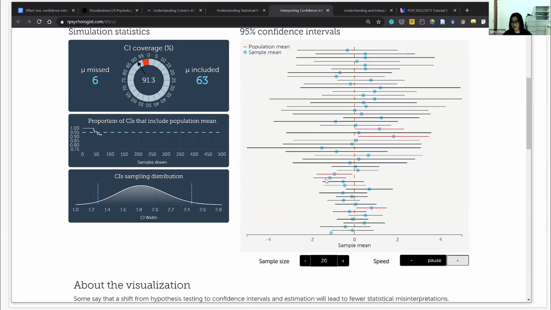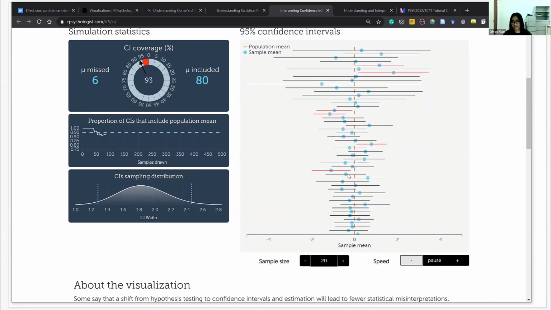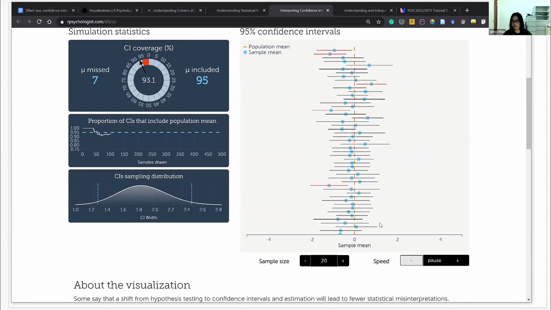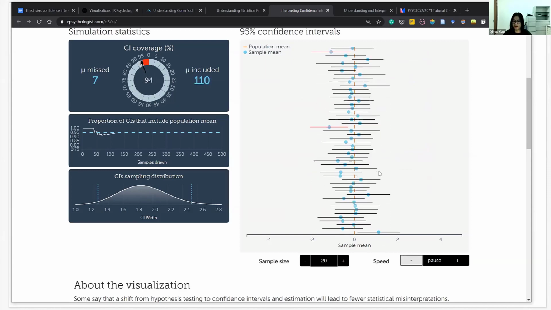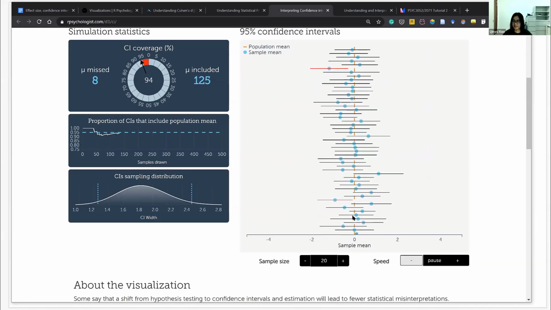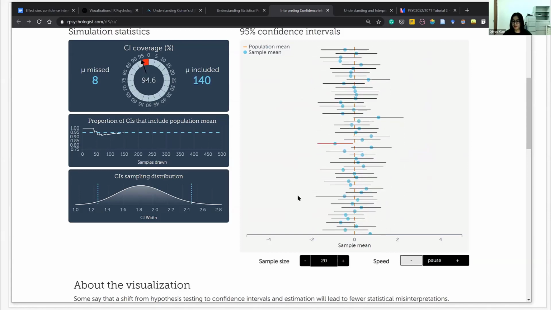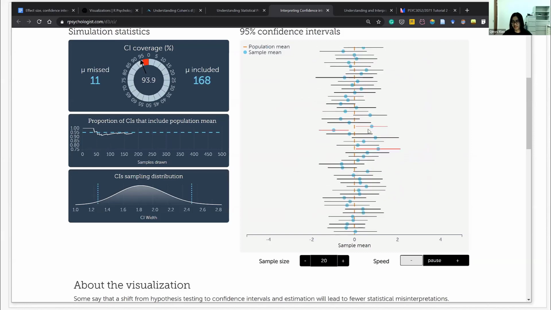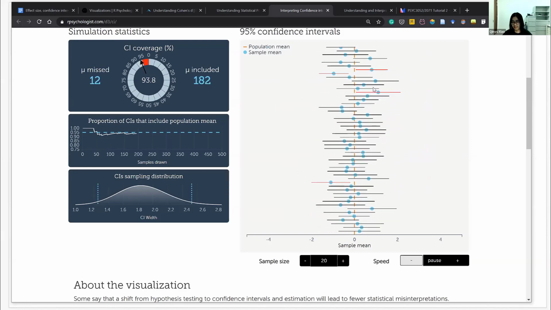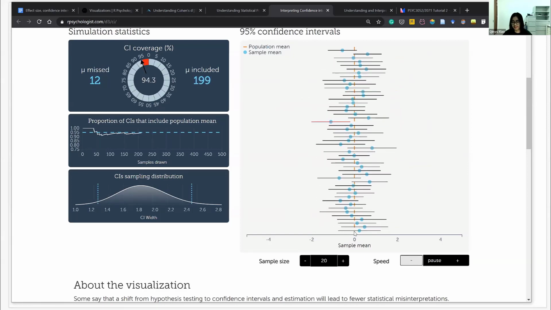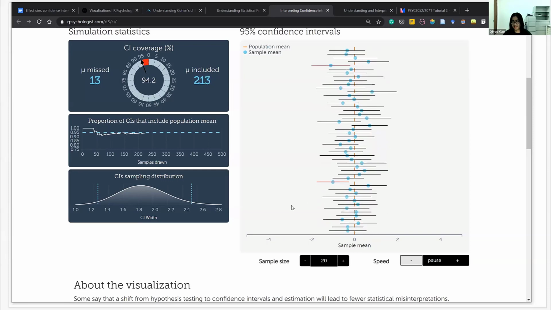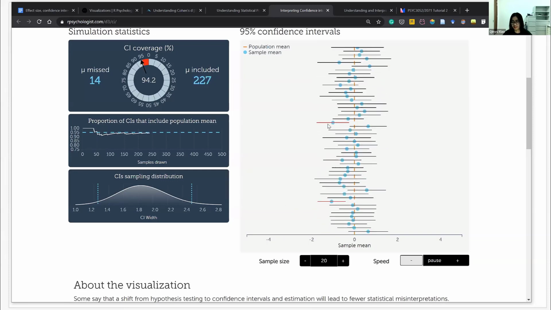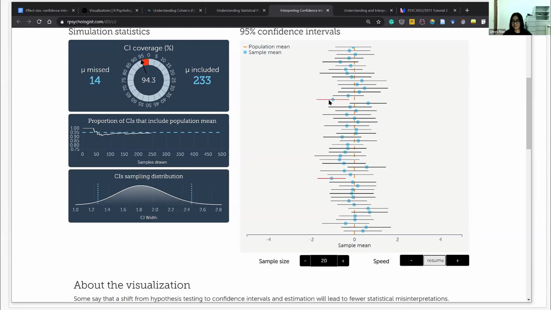Let's increase the speed for a bit. As you can see, because our sampling is random, we don't always end up with the same result. Some samples will have a higher sample mean, and some a lower sample mean. The important thing here is that some of the confidence intervals are not going to cover the true mean, which is 0, just by random chance. If we get a sample mean that deviates largely from the true mean, like this one, let me pause, then the confidence interval associated with this sample mean is not going to cover the true mean.